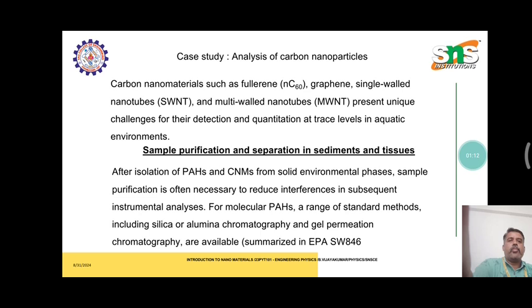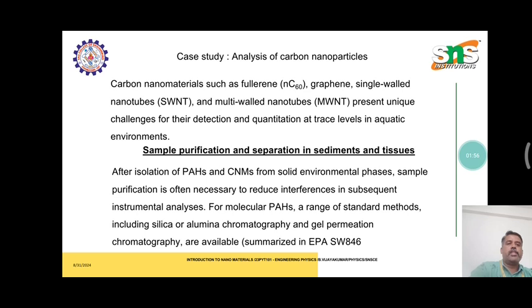nanoparticles. Carbon nanomaterials such as fullerenes, C18, and single-walled and multi-walled carbon nanotubes present unique challenges for detection and quantification at trace levels in an aquatic environment. Sample purification and separation in sediment and tissues: after isolation of PAHs and CNMs from solid environmental phases, sample purification is often necessary to reduce the interference in subsequent instrumental analysis.